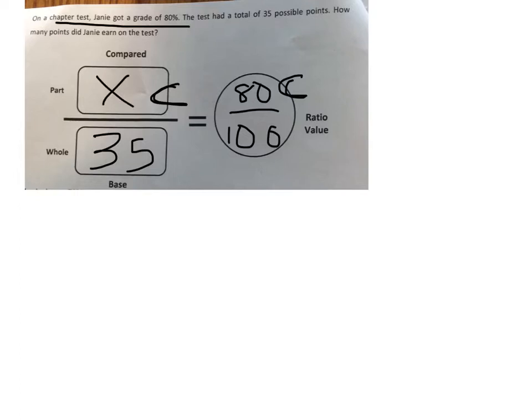So all you have to do is multiply across 35 times 80 and then divide by 100. And this x is 28 points. We want to make sure we're answering our question. Does it make sense? How many points did she earn? 28 points on a 35-point test. That sounds like that could be possible.